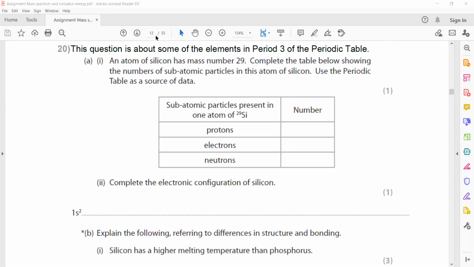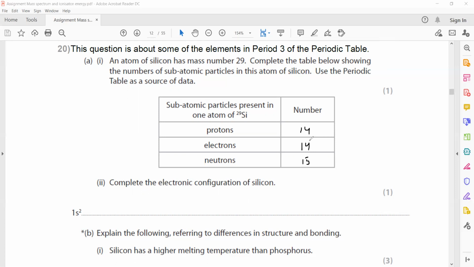An atom of silicon has a mass number of 29. Complete the table. Silicon atomic number is 14. So how many protons will be there? 14. How many electrons will be there? 14. And how many neutrons? 29 minus 14. That's equal to 15.